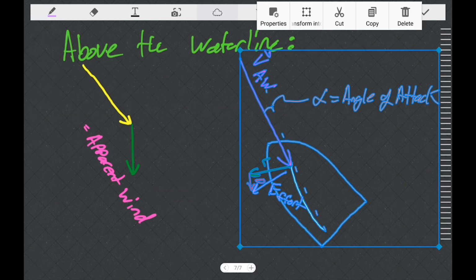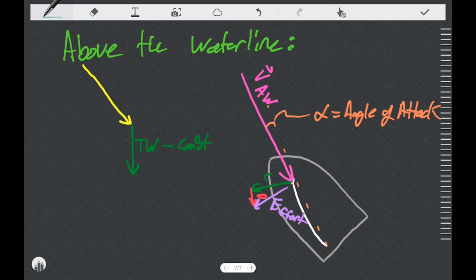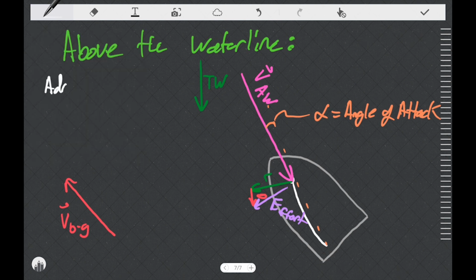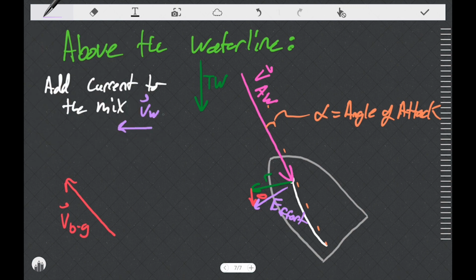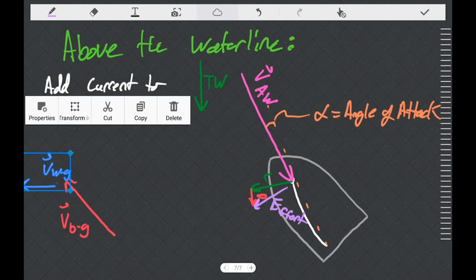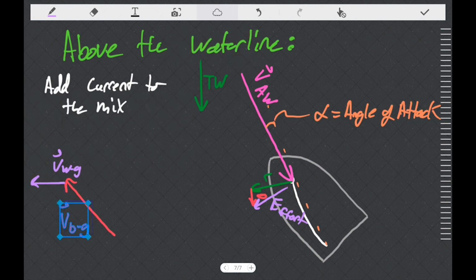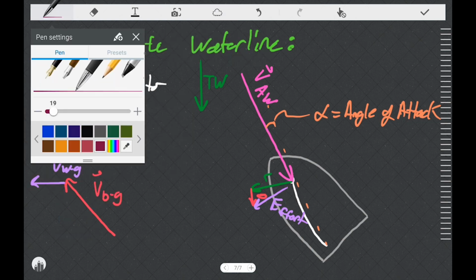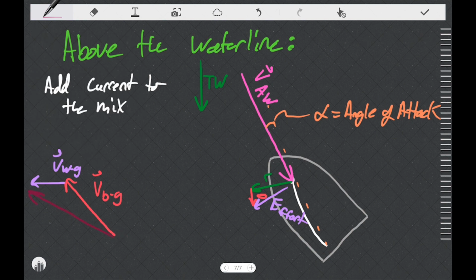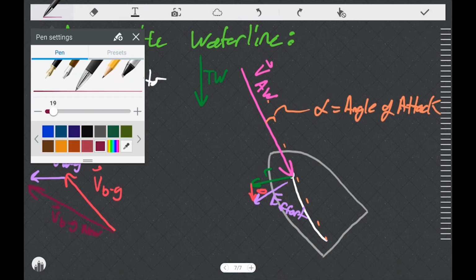For this next part, we're going to hold the true wind constant, but we're going to go back and find a new boat wind in a situation where we have current acting on the boat. So we'll turn that yellow vector back into a red VBG vector. To that vector, we're going to add the current vector, VWG, representing the motion of the water. And we'll find a new red vector, VBG new, which is going to represent the motion that the boat's going to take with respect to ground when it's traveling in water that has a current.